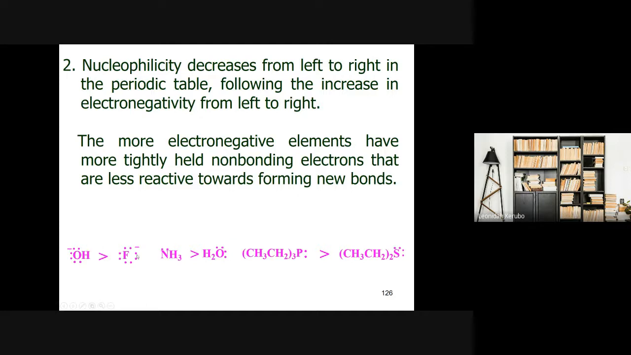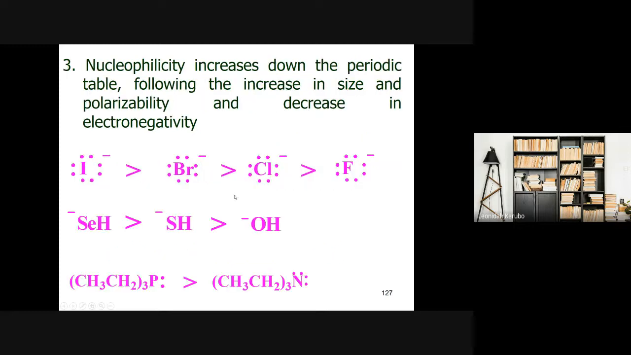So in this case, these are the examples. Even with this neutral molecule, nitrogen is less electronegative as compared to oxygen, and therefore leads to a stronger nucleophile as compared to oxygen. Similarly, phosphorus is less electronegative, and therefore it results in a stronger nucleophile as compared to sulfur.